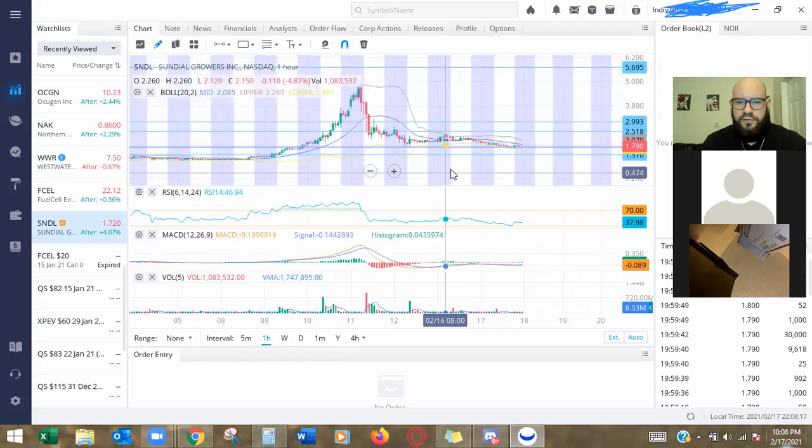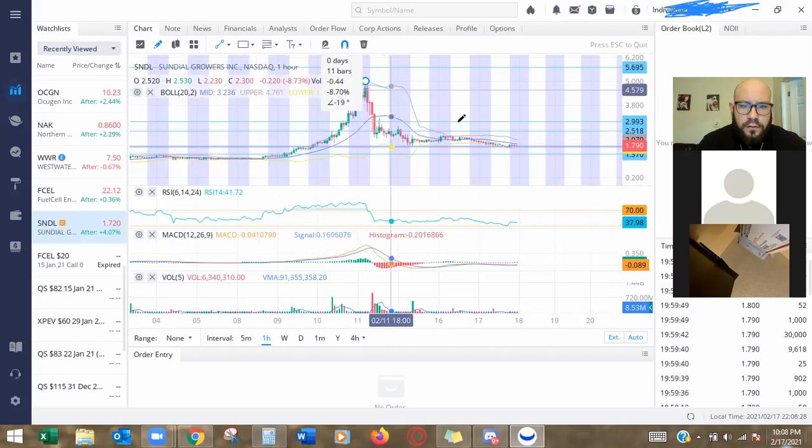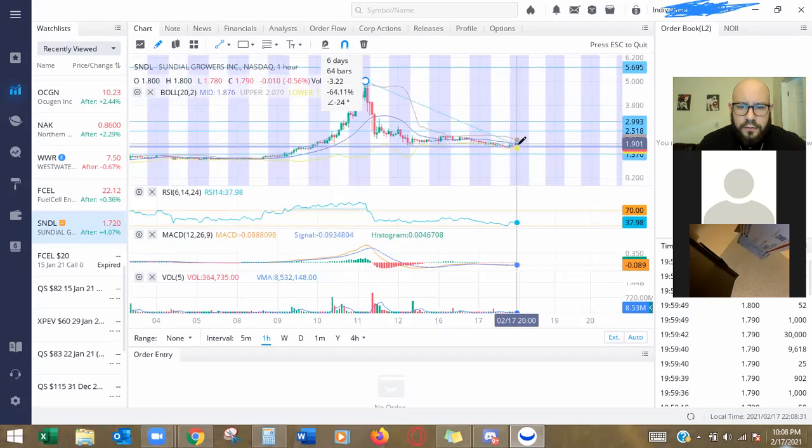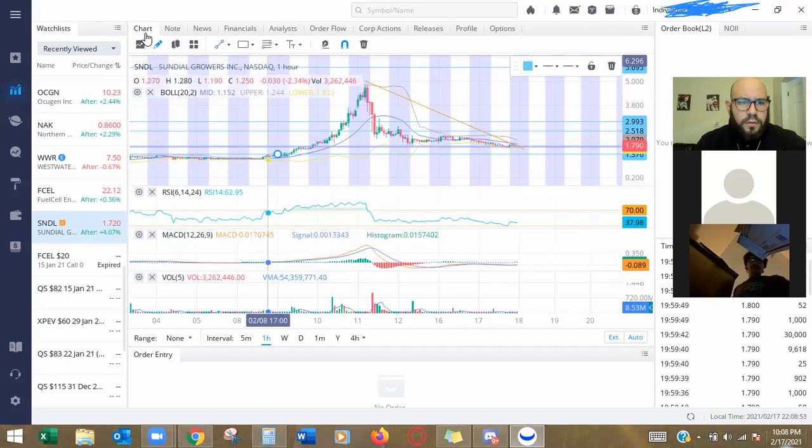Let's see, can we use one of those patterns that we have? Let's see, trend line. Go from there to there. And let's make this yellow. Let's go.